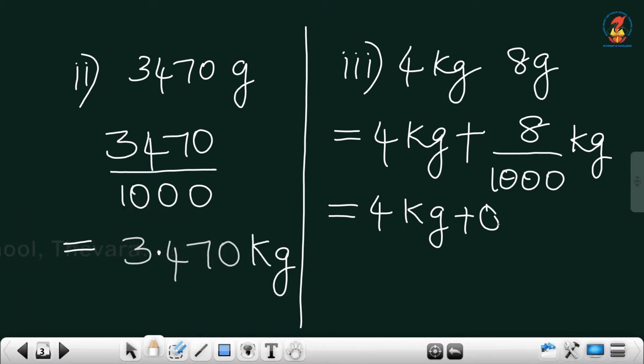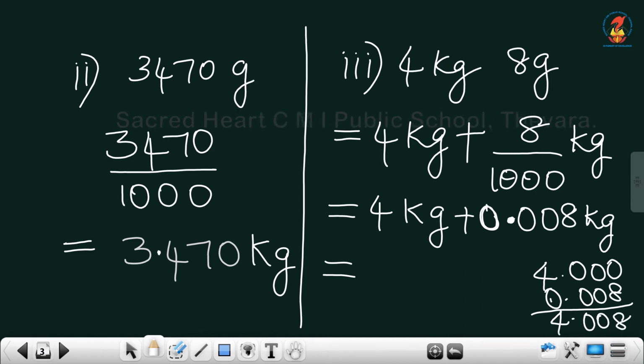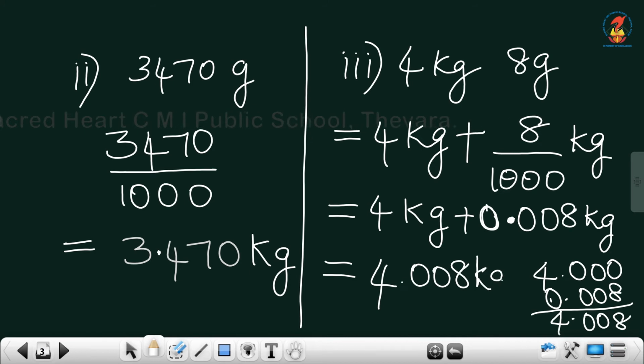8 by 1000 means 0.008 kilogram, and addition of decimal numbers. How will we add? 4 point, there are 3 digits in the decimal part of the next number, so we have to put 3 zeros, then 0.008. So, what is the answer? 4.008 kilogram. I hope this answer is clear, children.